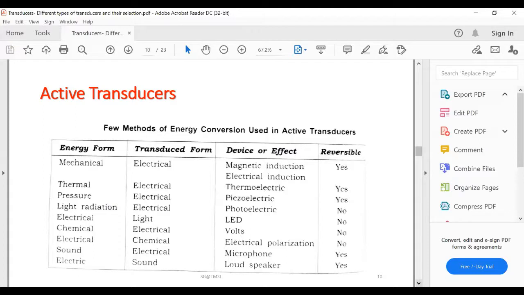For example, a magnetic loudspeaker can also be used in the opposite direction as a microphone. Several names are used to refer to this same effect when used in the opposite direction, because the two applications were discovered by different persons. Here is a table of a few methods of energy conversion used in active transducers.